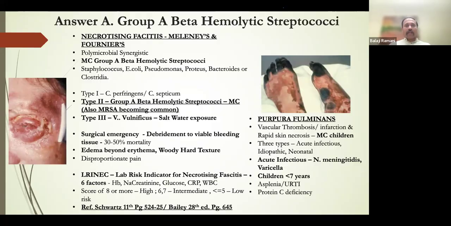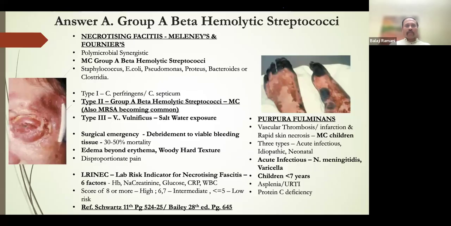We all know that. And necrotizing fasciitis, Meleney's gangrene, Fournier's gangrene, there are multiple areas and multiple names given. Fournier's gangrene, of course, is in the scrotum. Necrotizing fasciitis usually involves the abdominal and trunk muscles, sometimes the extremities as well. Fournier's is, of course, in the scrotal areas. It is a polymicrobial synergistic infection.